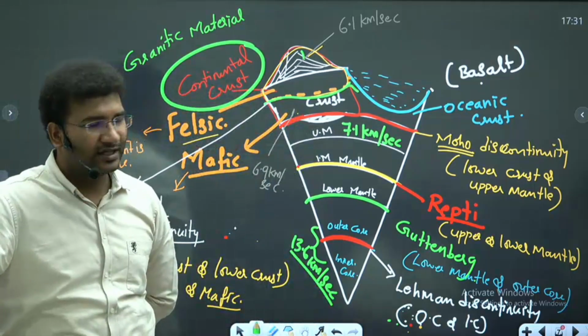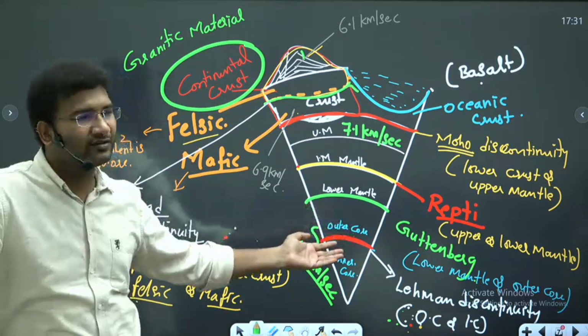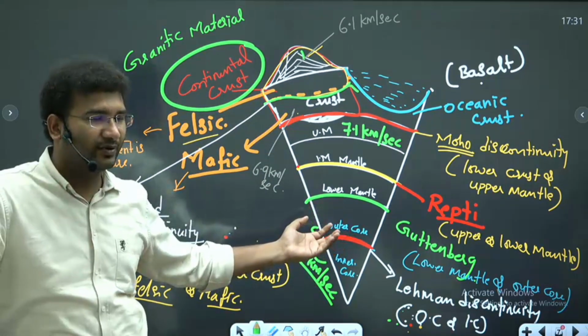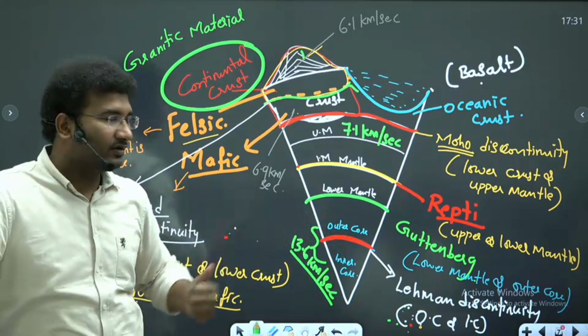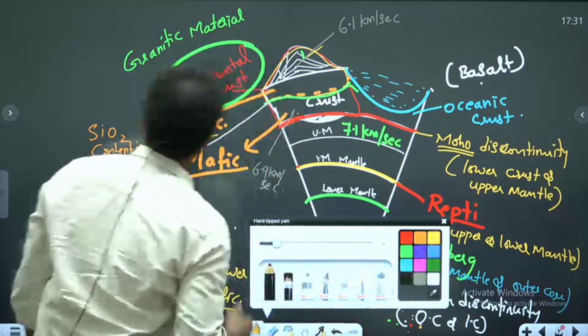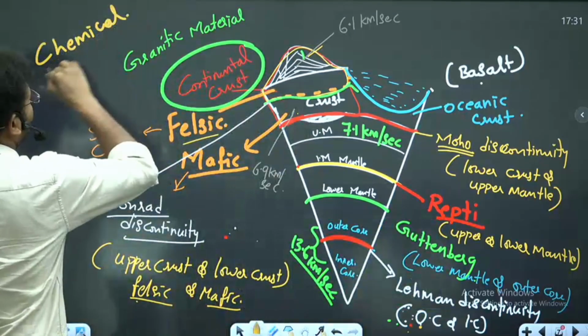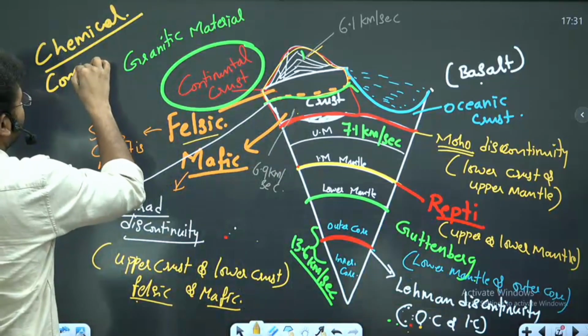Density, you already know, keeps on increasing. Here the density is almost 13-14 grams per cubic centimeter. Okay? So this is the chemical composition.